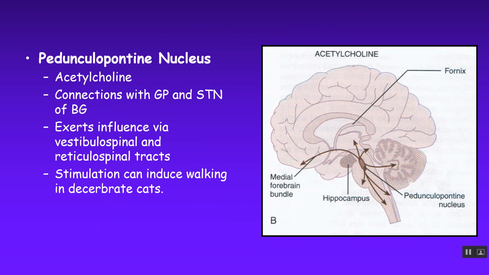The pedunculopontine nucleus, we have mentioned this before because it has a close association with the basal ganglia, but it's sitting in this reticular formation area. The pedunculopontine nucleus uses acetylcholine, and it projects some up into the cerebrum and to some of the limbic system structures, but it also projects down the spinal cord to influence vestibulo and reticulospinal tracts and influence postural muscles.